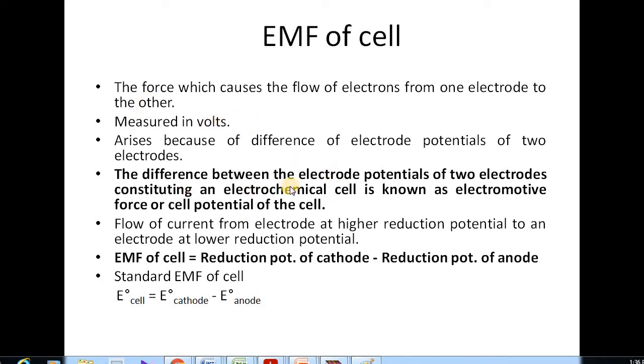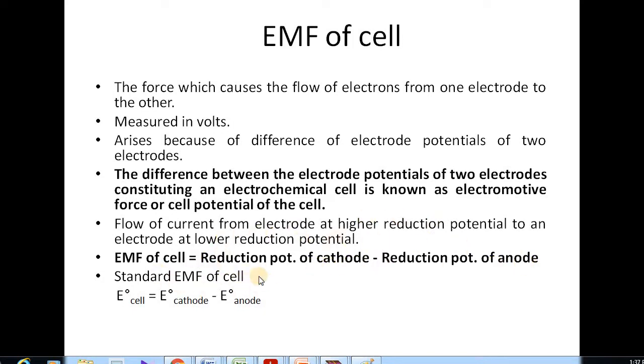So how can we define this? The difference between the electrode potentials of the two electrodes which constitute an electrochemical cell is known as the electromotive force or cell potential of a cell. Now we observe that the flow of current takes place from the electrode at higher reduction potential to the electrode at lower reduction potential. The electrode at higher reduction potential is taken as the cathode. So we can say the EMF of the cell will be equal to the reduction potential of the cathode minus the reduction potential of the anode.